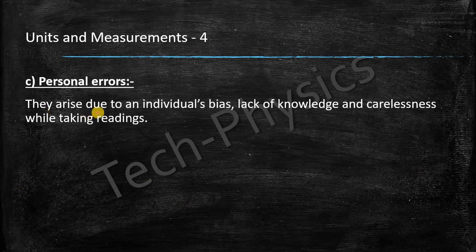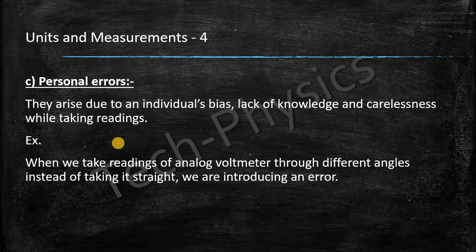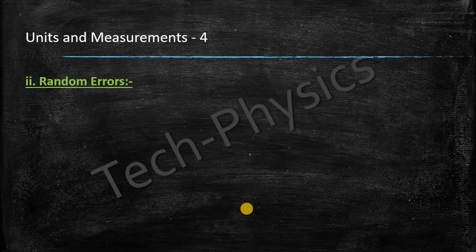Personal errors. So they arise due to an individual's bias, lack of knowledge and carelessness while taking readings. For example, when we take readings of analog voltmeter through different angles, instead of taking it straight, we are introducing an error, and that is the error due to the parallax.